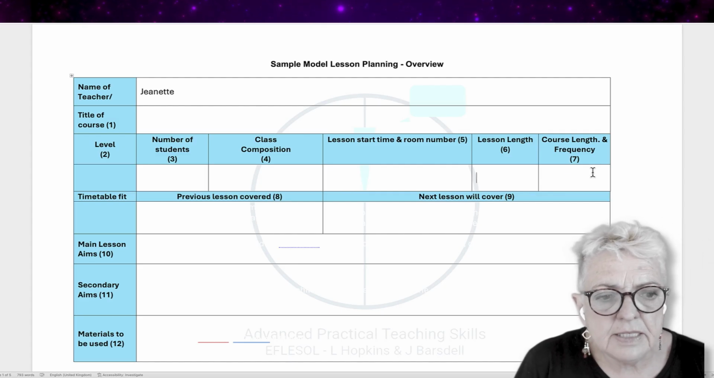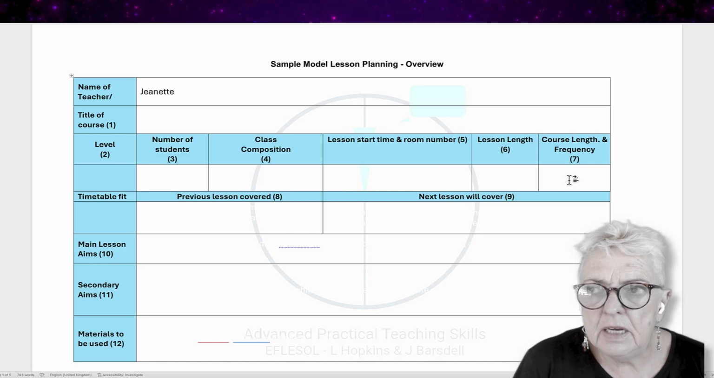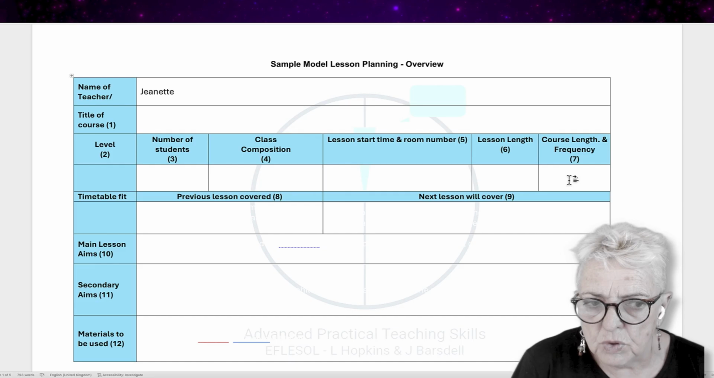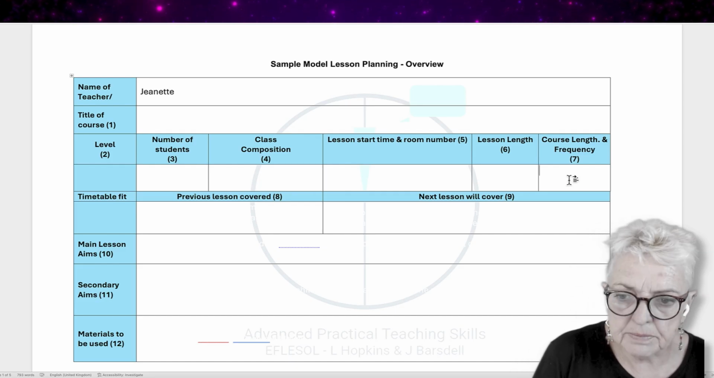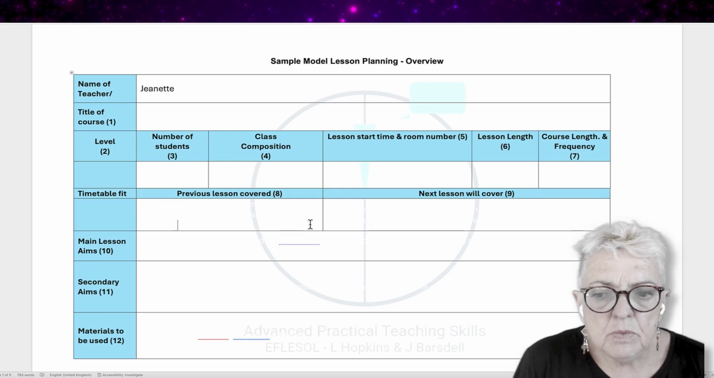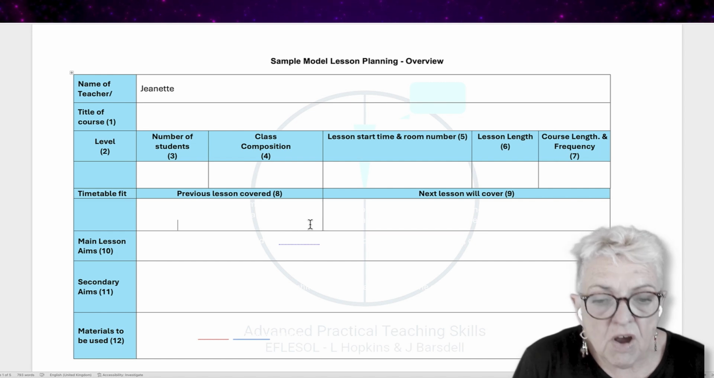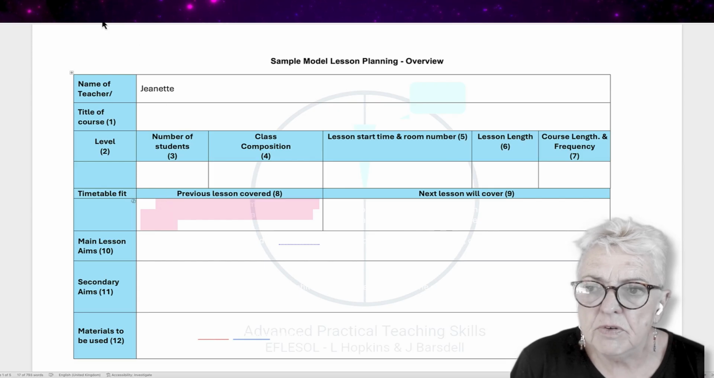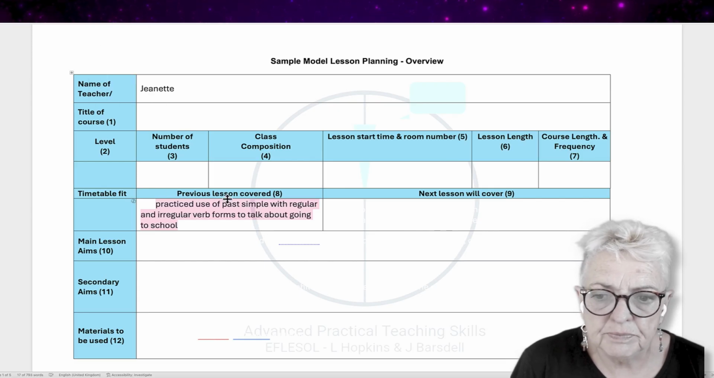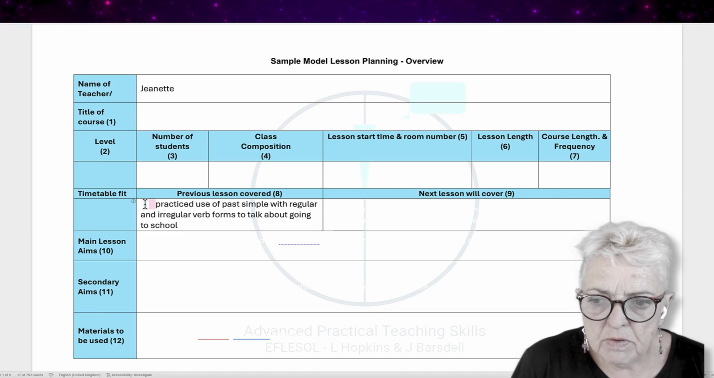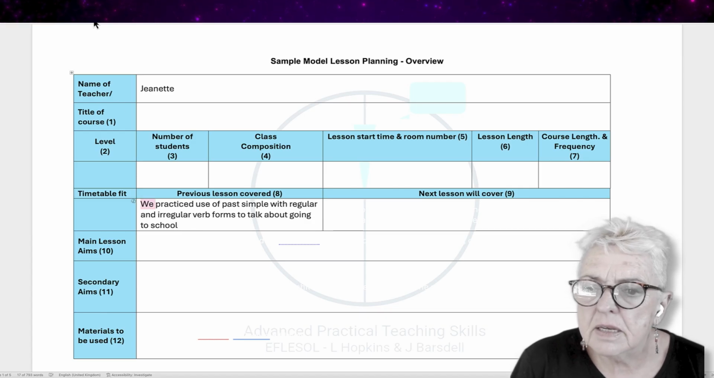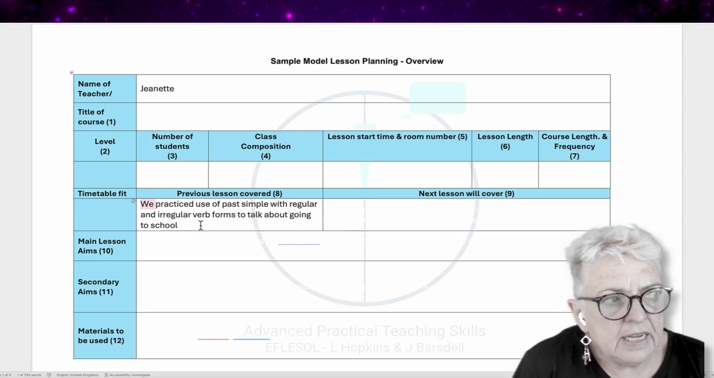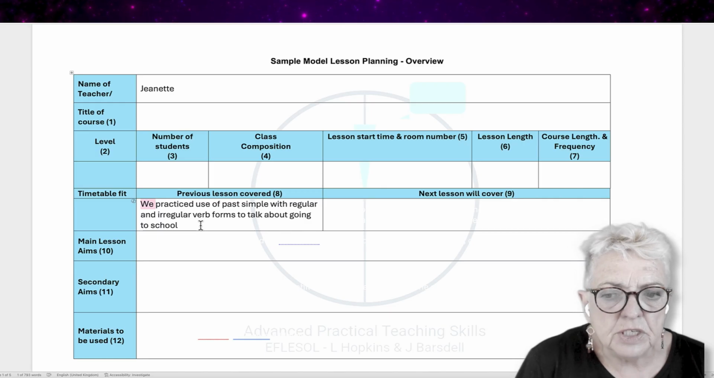Okay, and the assessor wants to know how often the group meets and how long they are likely to keep going. Is this a 9-month course or is it an intensive short course? Okay, so we're talking about used to, so the target language will be used to. What the assessor's looking for is what was taught before. So we practice the use of past simple.